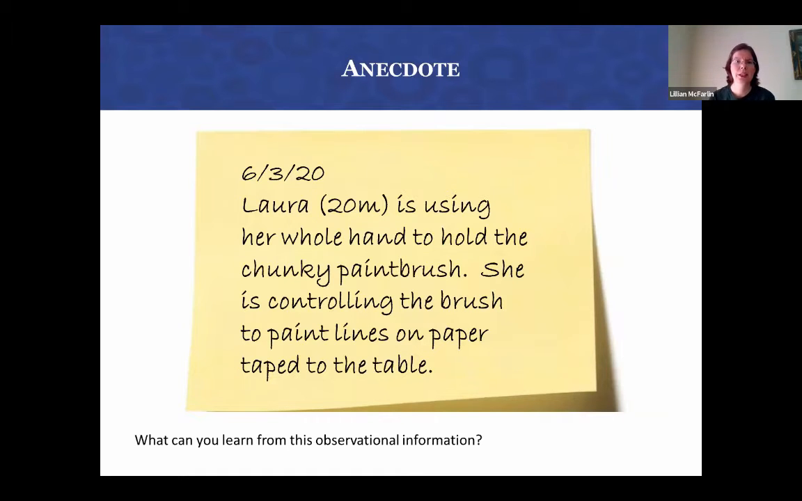And here's an anecdote taken about Laura. I put on here that Laura is 20 months old. It says she's using her whole hand to hold the chunky paintbrush. She's controlling the brush to paint lines on the paper taped to the table. All right, so what makes this authentic? Just based off what we know about authentic, what do you think makes this authentic?